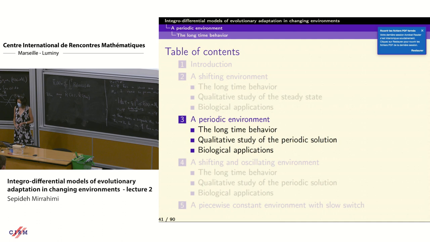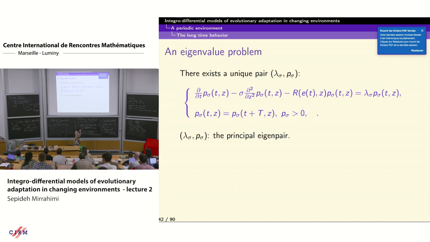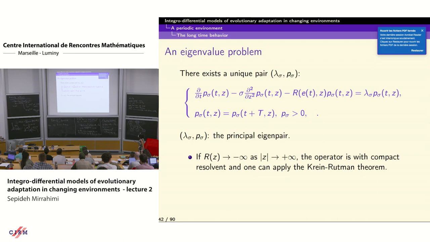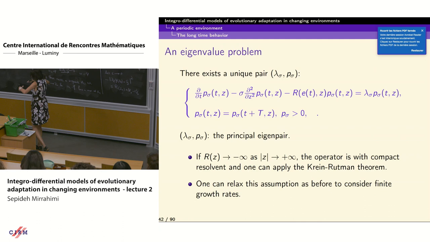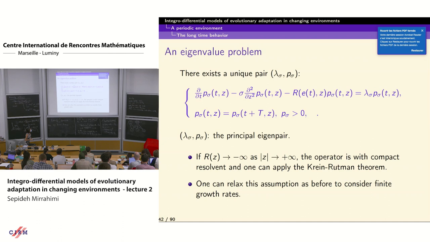Now, how can we study this problem? So first we introduce an eigenvalue problem, which this time is a Floquet eigenvalue, because we have this dependence on time and the periodic condition. Okay? So if R goes to minus infinity at infinity, then we still have a compact operator, an operator with compact resolvent, and we can show by the Krein-Rutman theorem that there exists a unique principal eigenpair such that the corresponding eigenfunction doesn't change sign. Okay, and actually we can also relax this assumption to consider bounded growth rates, but we need some assumptions that R is small enough at infinity. But I'm not going to detail that.